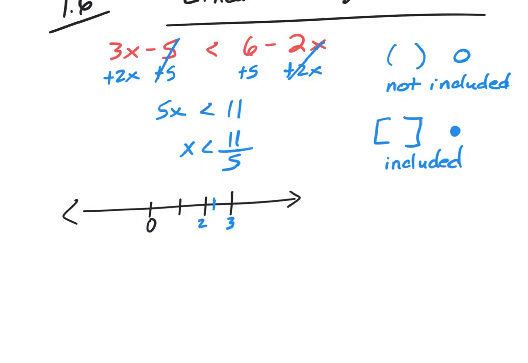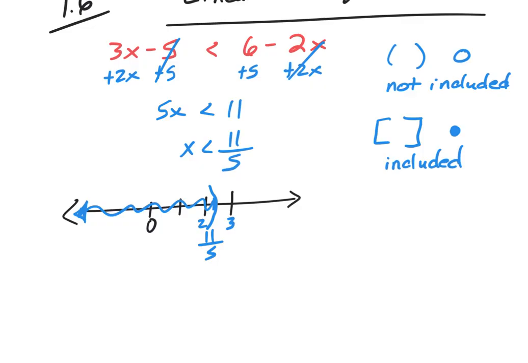Okay, so now here's what we have to do. 11/5, and we're going everything to the left of 11/5. So we're going to do a parenthesis. And I would just label this as 11/5 right here so we know where we're at. And then everything left of that, or less than. So we just shade it to the left, put an arrow, so it's going to keep on going.